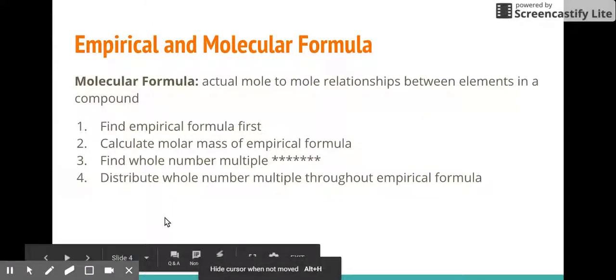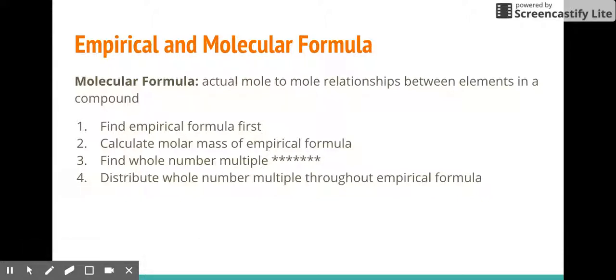Now, once you figure out an empirical formula, you then can figure out the molecular formula. Now, here's the difference between the two. Molecular formula is the actual mole-to-mole relationships. Empirical formula is just a simplified version. So say, for instance, I have 3/6 as a fraction. 3/6 would be my quote-unquote molecular formula. But I know that I can simplify 3/6 to 1/2. 1/2 would be my simplified version, and that is what an empirical formula is kind of like.